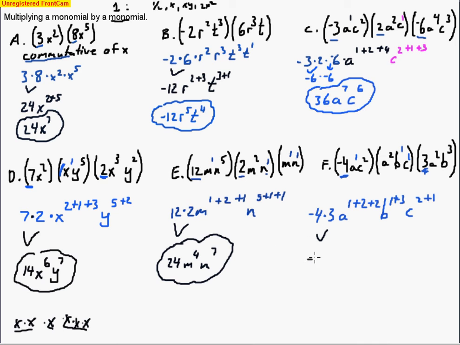We get negative 12. Count up the exponents on the a's. We got 1 and 2 make 3. Plus 2 makes 5. Count up those on the b's. We got 1 and 3 make 4. And then the c's, well, there's 3 c's altogether. So there's our answer.